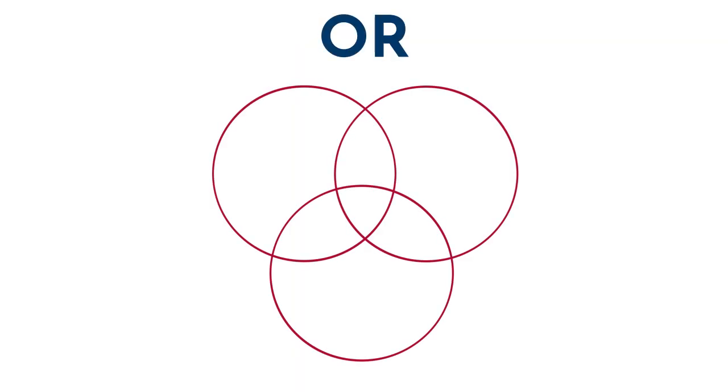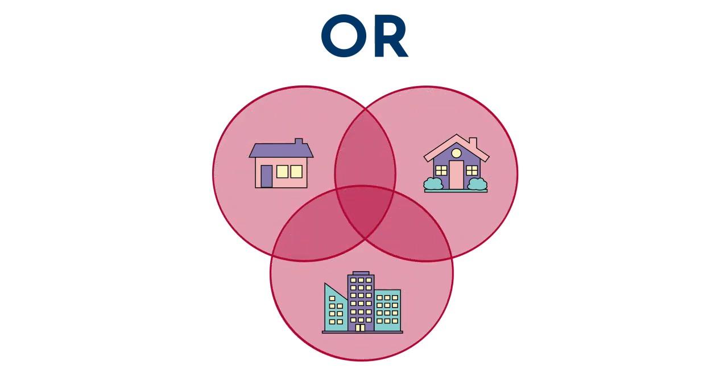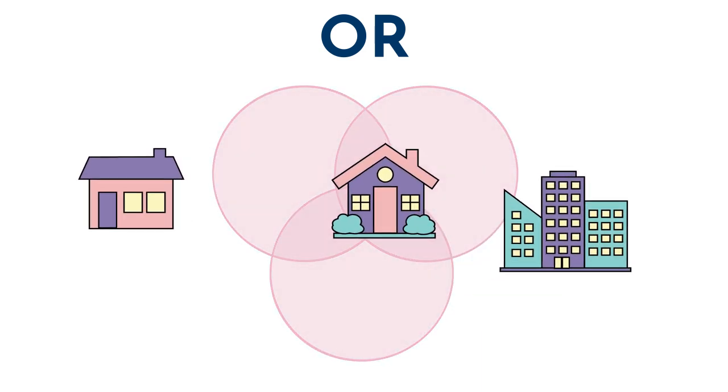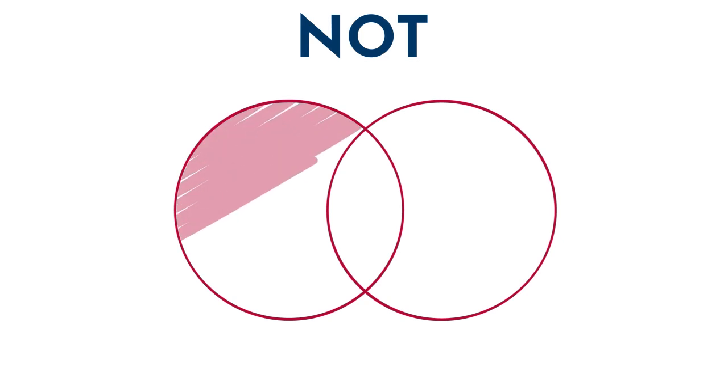OR widens your search. It means that you're willing to accept two terms as interchangeable. It's great to use with synonyms or words that have similar meanings. So for our search, we might say house OR home OR building. All three of these words might be used to describe the same place, and different authors may have used different words in their articles. NOT narrows your search by excluding things.